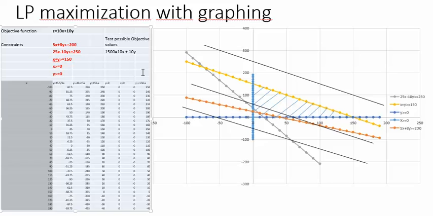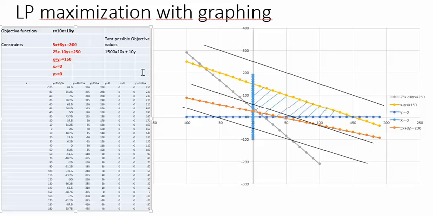The next thing is to graph them, and we get the yellow line, that is x plus y greater or equal to 50, the blue line, y greater or equal to 0, the light blue, x greater or equal to 0, the orange line, 5x plus 8y greater or equal to 200, and the gray line, 25x minus 10y greater or equal to 250.